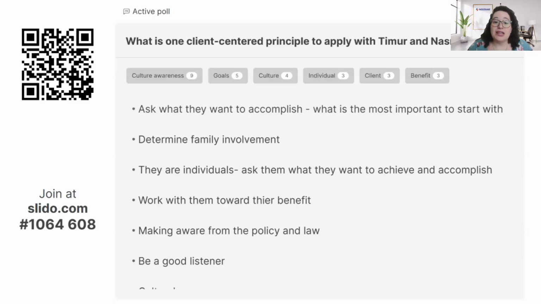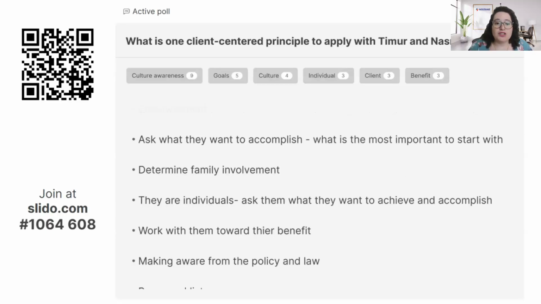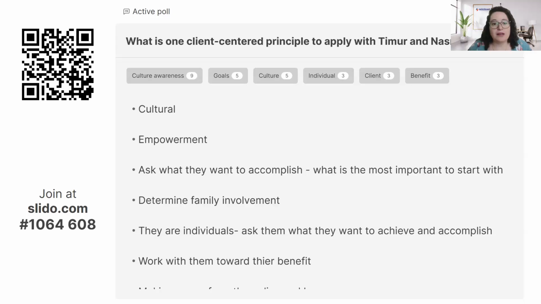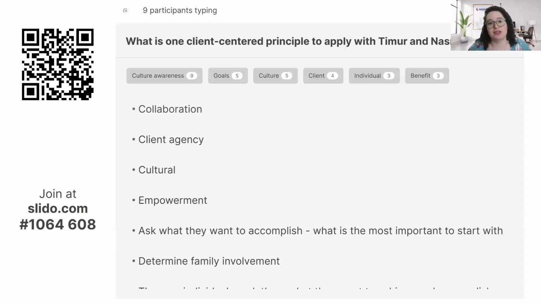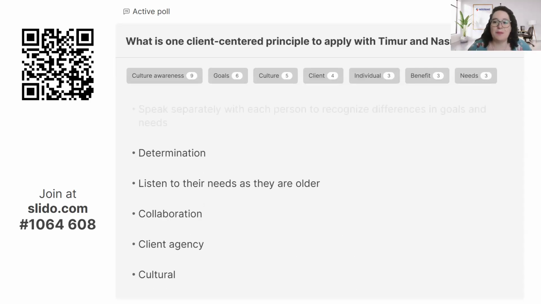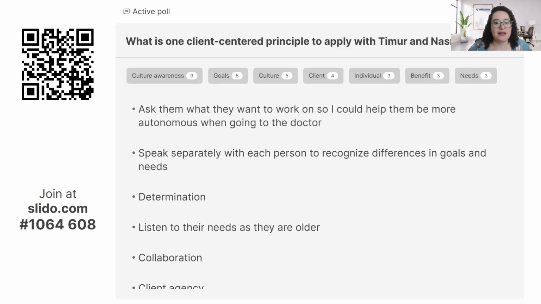Absolutely. Educating them about the policies and the laws, what they might be eligible for, that can be really helpful. Determining their family involvement. Who wants to be involved in the family? What does that look like? Is everyone on the same page, and how can we kind of navigate that?